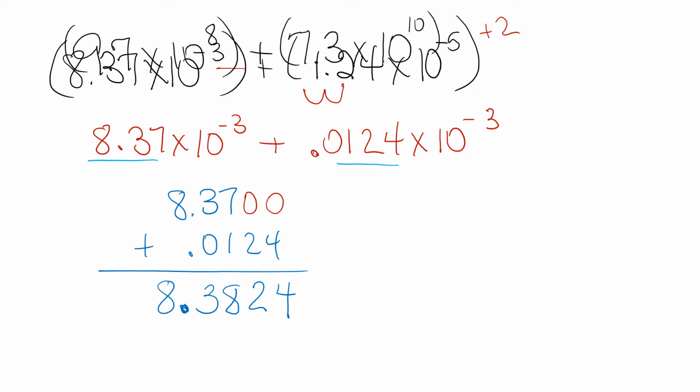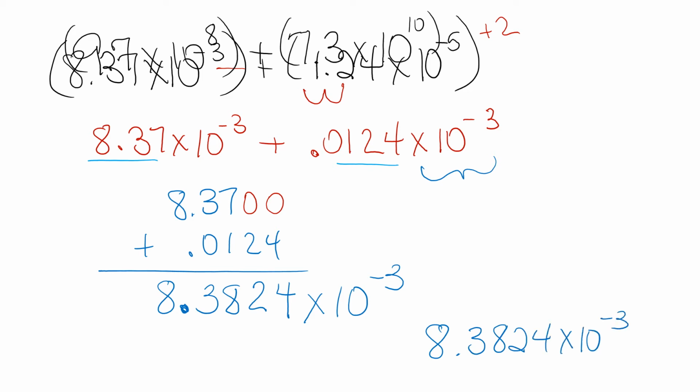Now, my answer is not finished at this point. I've still got to have it in scientific notation, so you're going to bring your scientific notation part down, times 10 to the -3. So your final answer is 8.3824 times 10 to the power of -3.